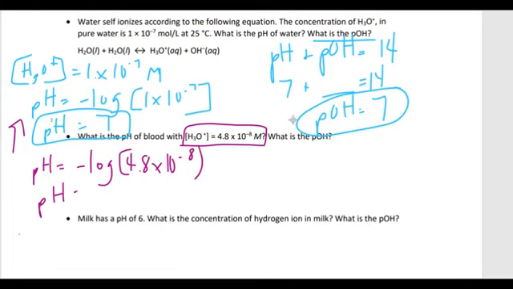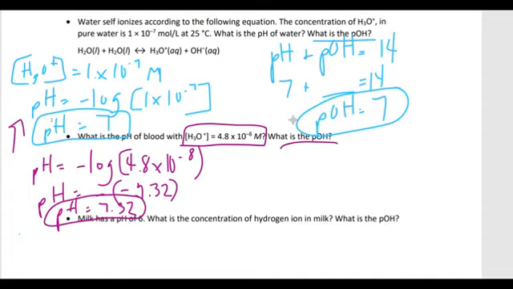And if you typed it in correctly, you would get -7.32. So the opposite of -7.32, so pH would be 7.32. So pH is slightly basic. Remember, 0 is really acidic and 14 is really basic.